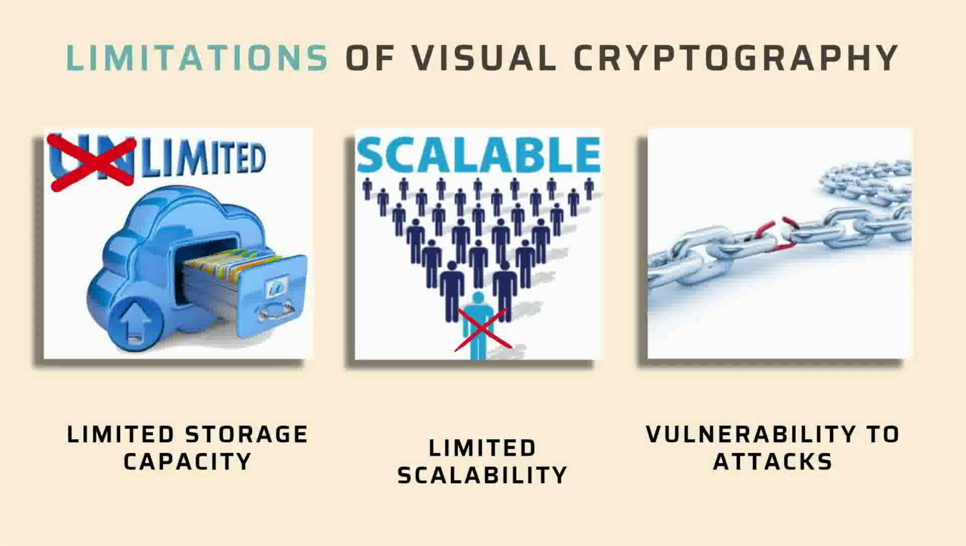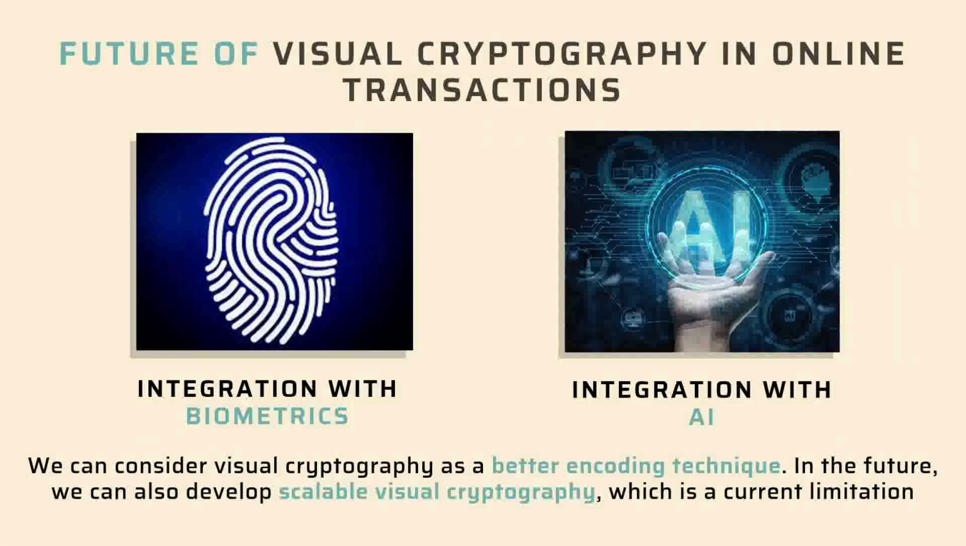Third and lastly, it is vulnerable to attacks. Visual cryptography is vulnerable to certain types of attacks. For example, an attacker may try to modify or distort one or more of the shares in order to alter the final image or information. Additionally, an attacker may try to intercept or steal one or more shares, which would compromise the security of the original information. Now, moving on, let's discuss the future of visual cryptography in online transactions.